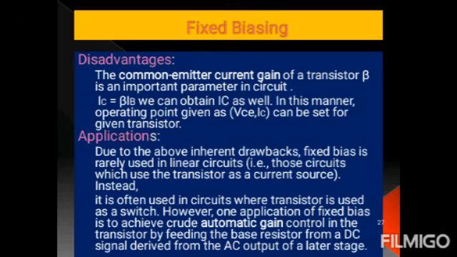Okay, the disadvantage of this fixed biasing is that the common emitter current gain of the transistor, beta, is an important parameter in the circuit. Since IC equals beta times IB, if beta increases, the IC value will change. So this circuit has to give more stability. So we have to go for a better design of this one.